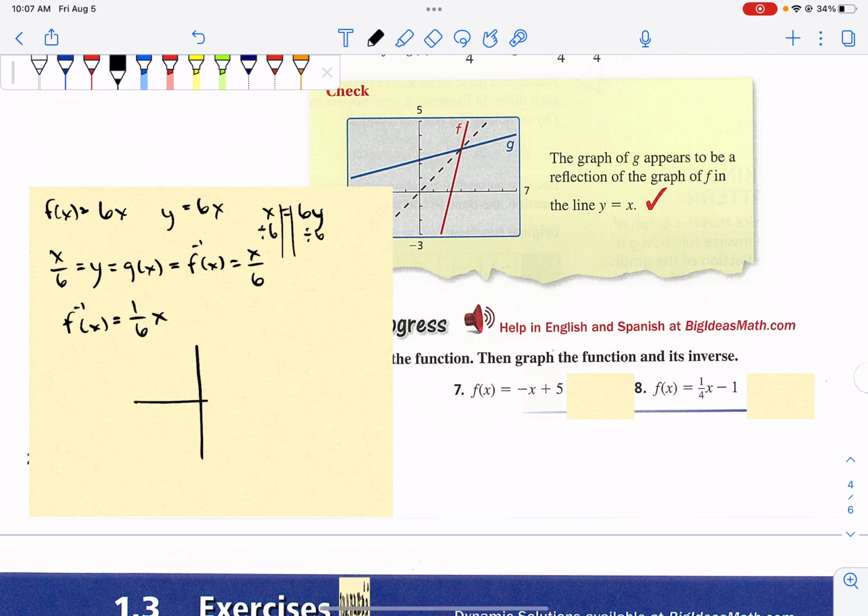Because here's what's going to happen. I have to graph this. So my original function is a line with a slope of 6. Wow. So it goes over 1 and it goes up 1, 2, 3, 4, 5, 6.